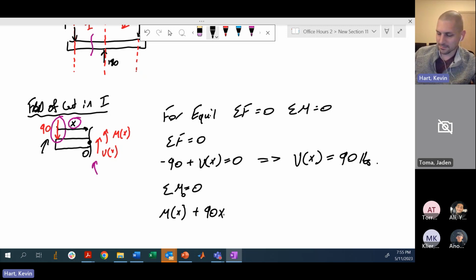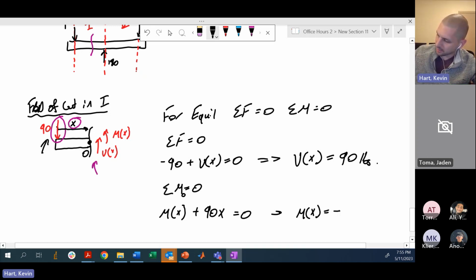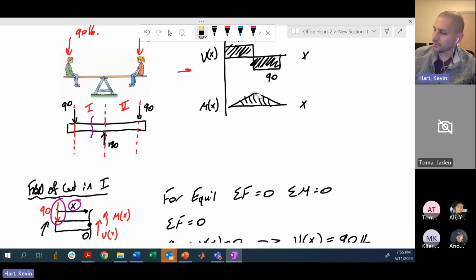Following me on this? Yes. Okay, this all equals 0. So in the end, you're going to have something like Mx is equal to negative 90x. This is solving for my moment x. This is negative 90x. So I've actually reversed my diagram here. My diagram should point down. Sorry for that. Something that looks like that.